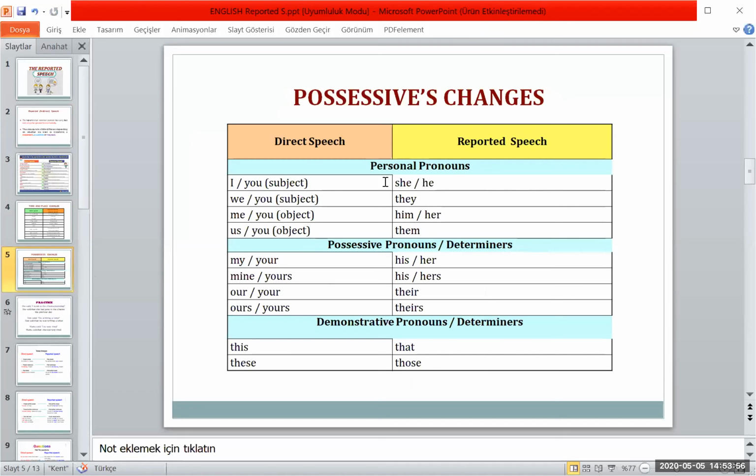Okay, and there are some changes to do with possessive pronouns and possessive adjectives. For example, the subject pronouns I and you will change into she and he. Subject pronoun we and you will change into they. Me and you, object pronouns, will change into him or her. Us and you, object pronouns, will change into them.